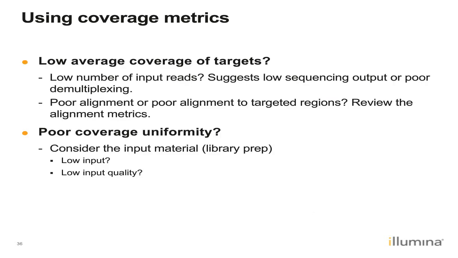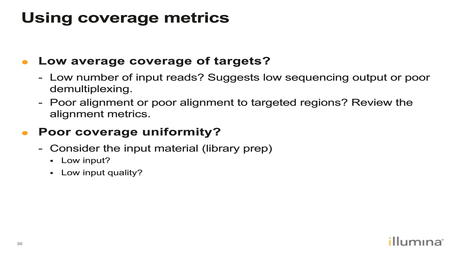So if we do have a low coverage of our targets, as I just mentioned, it could be that we have a low number of input reads. That could be because of low sequencing output, maybe poor demultiplexing. It could be poor alignment. And for this, we would want to take a look at, again, just see if maybe we just have a low amount of reads coming off the sequencer. If too many samples were pooled onto a flow cell, perhaps they all just have low output. So we might need to address some things when loading.